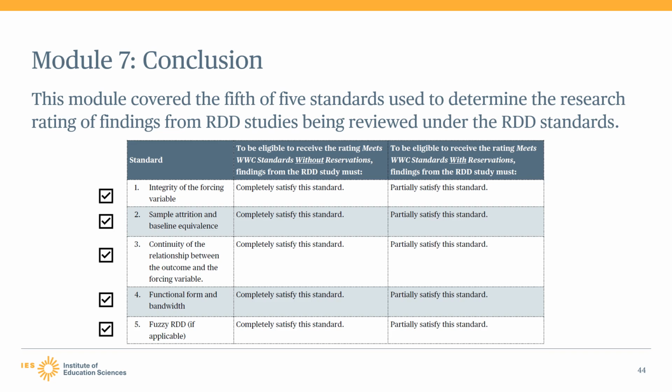And finally, findings from an RDD study will receive the research rating of does not meet WWC standards if they fail to at least partially satisfy the RDD standards, or if they fail to satisfy QED standards when the review team decides to pursue a QED route. Now that we have covered the 5 RDD standards, the next module in the training series will focus on the Study Review Guide, or SRG, that the WWC uses to review findings from RDD studies.